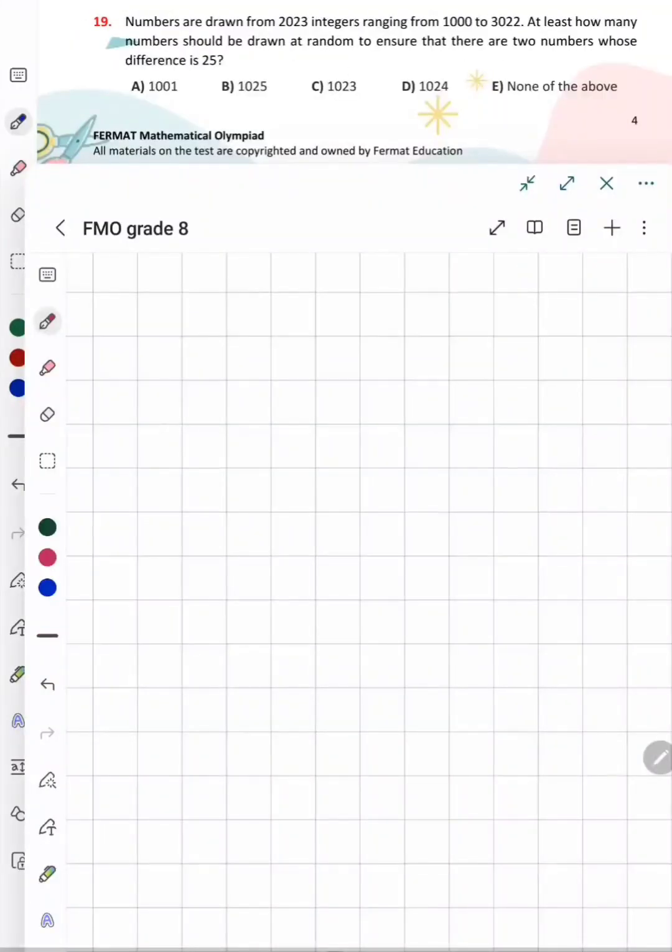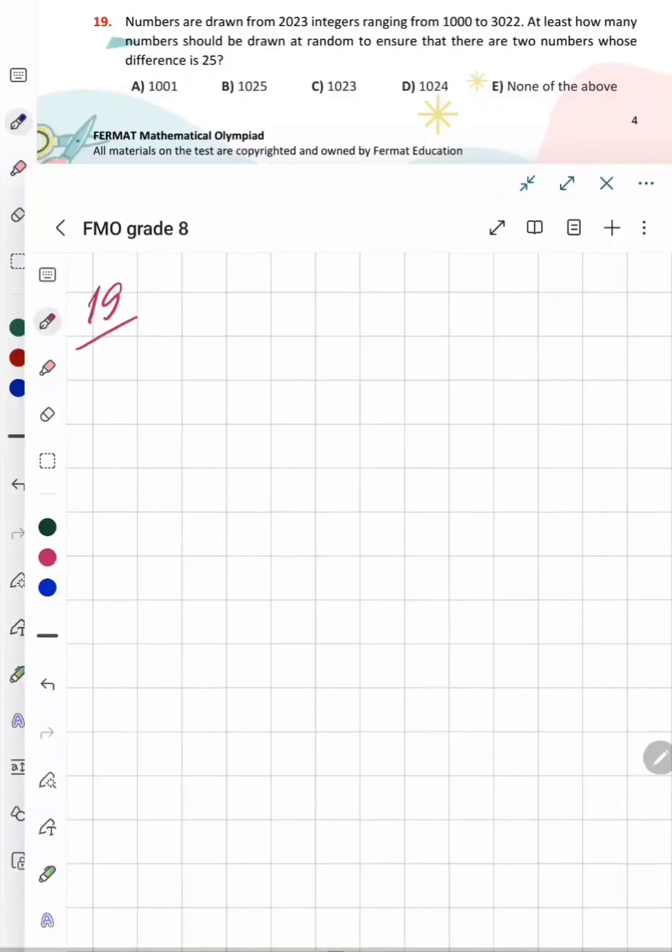Question number 19. Numbers are drawn from 2023 integers ranging from 1000 to 3022. At least how many numbers should be drawn at random to ensure that there are 2 numbers whose difference is 25? This question is about the pigeonhole principle. We have to look for the worst cases, and at the end we have to find the largest set avoiding difference 25. And after taking one more, we will ensure that there are 2 numbers that give a difference of 25.